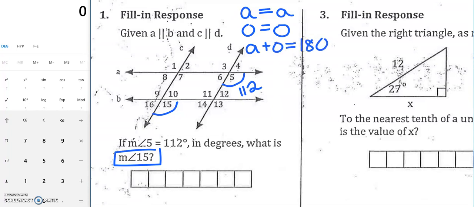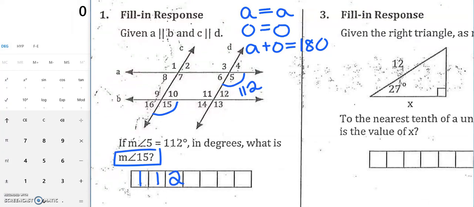Now this diagram is a little bit more special because we have two transversals, but because the two transversals are also parallel, line C and D, then this rule is still going to apply. So if I take a look at angle 5, it's 112 degrees, and angle 15 is also an obtuse angle based on the diagram, so it should have the same measure, and I'm going to say that the measure of the angle is also 112.